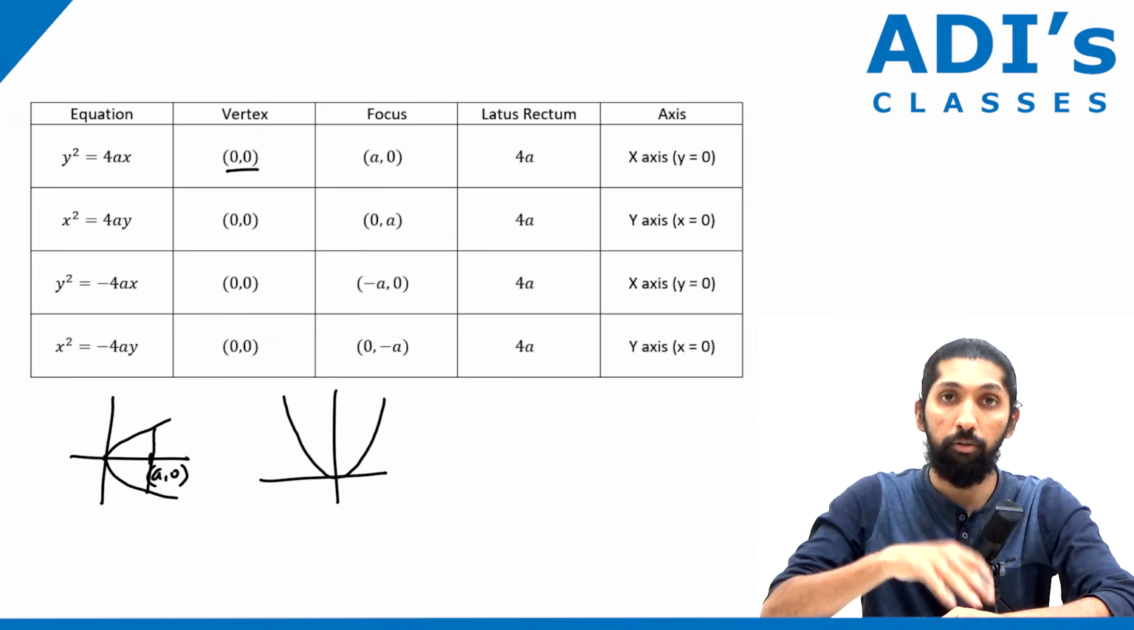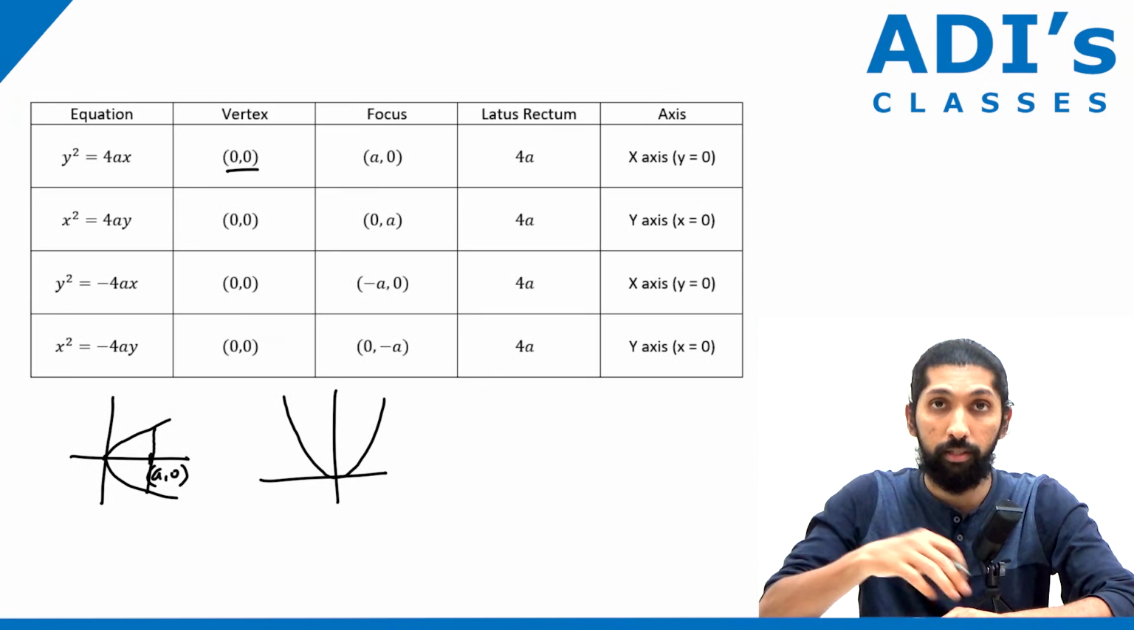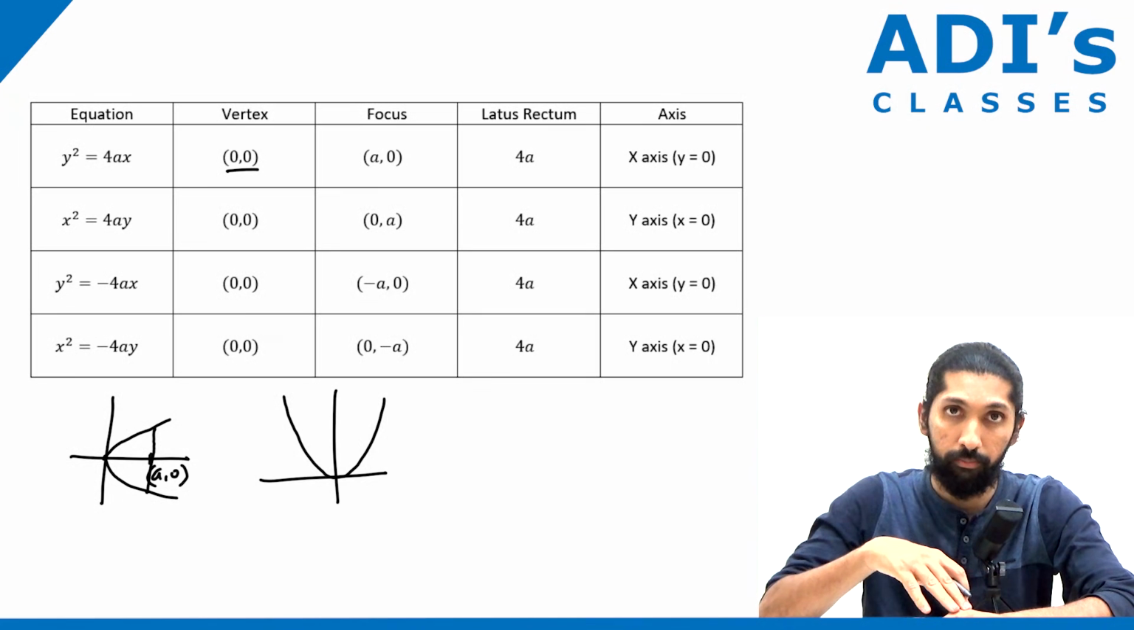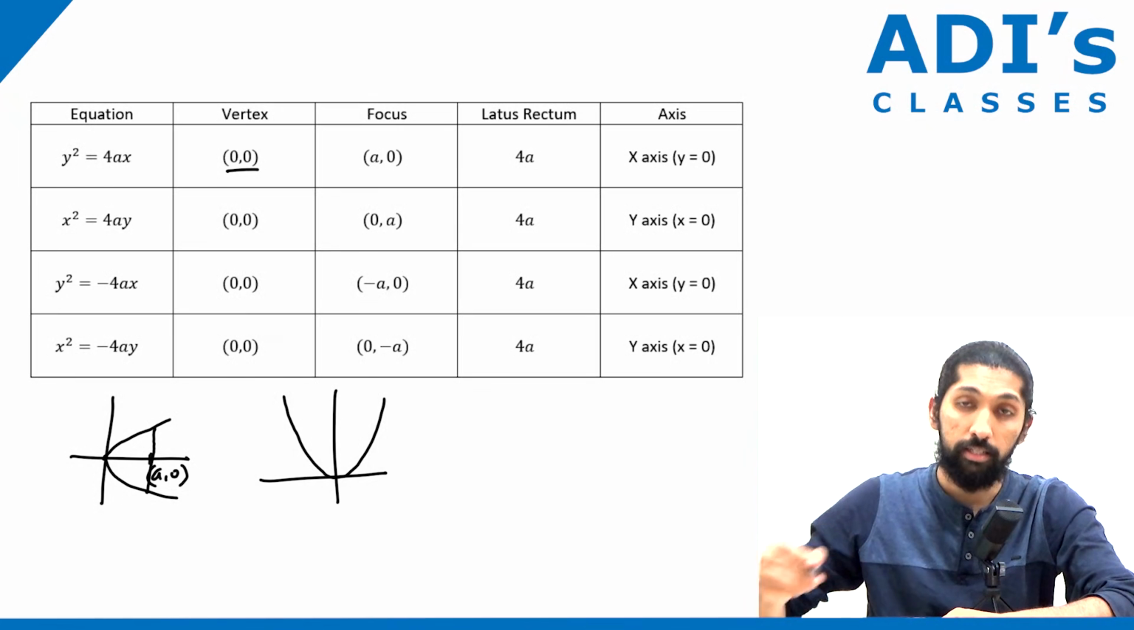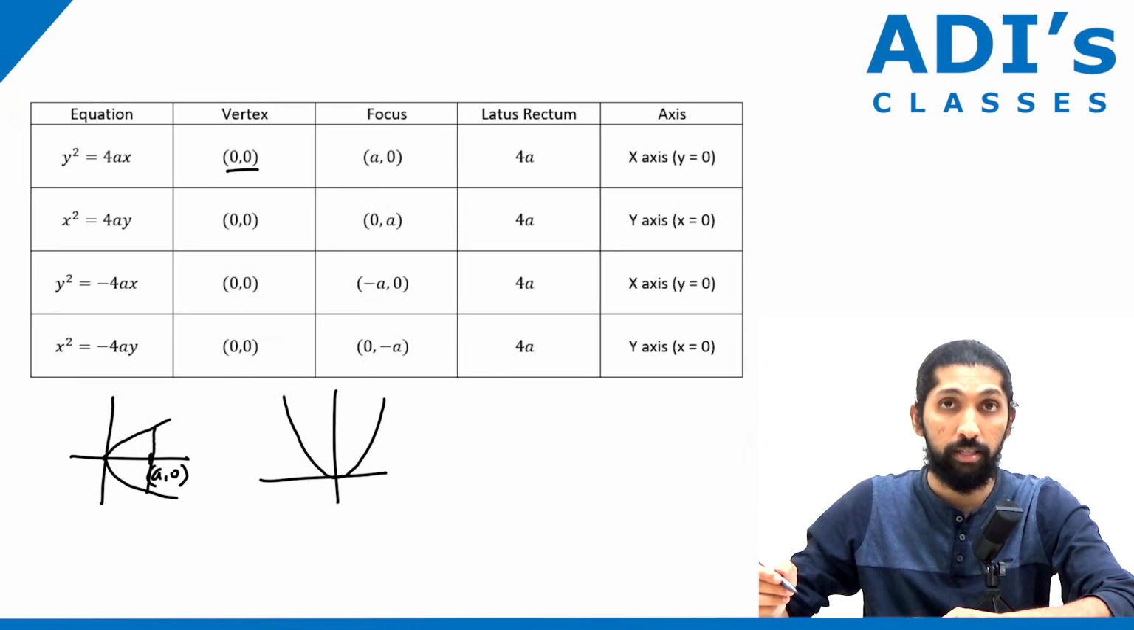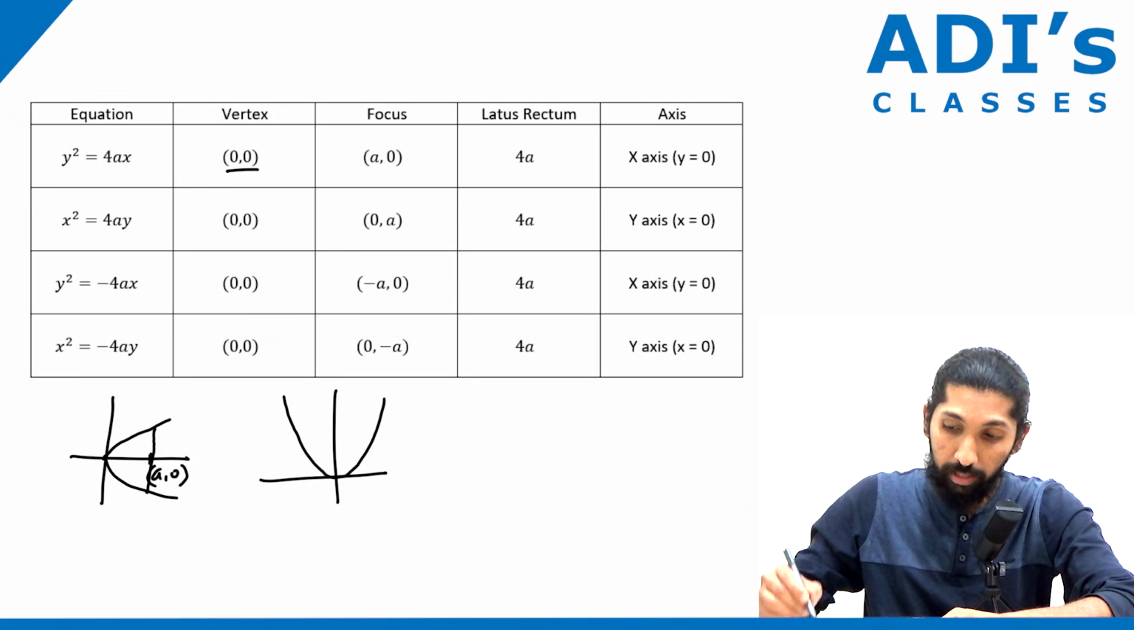Remember, again I'll tell you, parabola is an open curve. It's not a closed one. Alright, circle is one of the closed curves. Next, another type of a closed curve is an ellipse. Let's try to summarize ellipse.